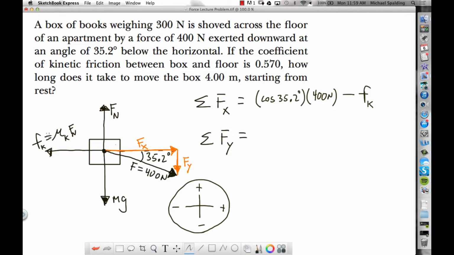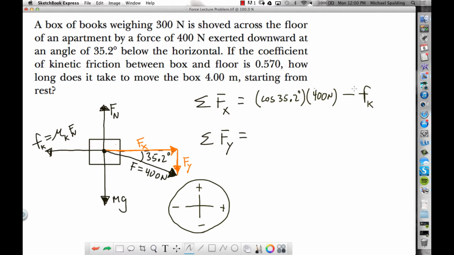Now, wait, I'm sorry, what was the force going to the left? This one, oh, this guy right here, Fx. That's, yes, the x component of the 400. To the left? Oh, no, the force to the left is friction. That's kinetic friction.